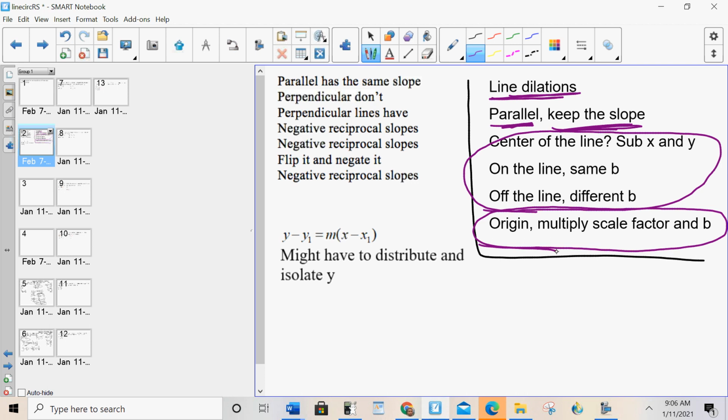If it's centered at the origin, multiply scale factor and b. If it's not origin, you're going to have to determine if the center is on the line by substituting x and y into the equation. If it is on the line, if it does equal out, then it has the same b, it's the same line. If it's not the same, if it doesn't equal out, if it's off the line, then I know the y-intercept has to be different.